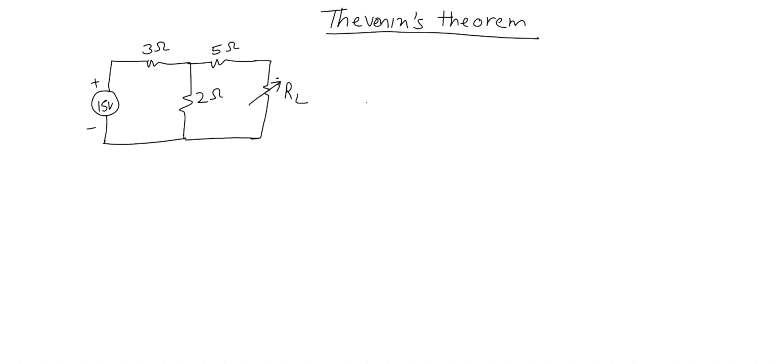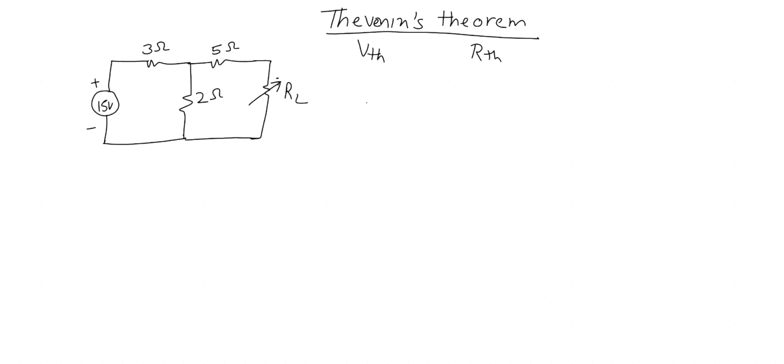Thevenin's theorem: how to solve the circuit using Thevenin's. This is the circuit with a 15-volt source. There's only one source. The first step is to find VThevenin and then RThevenin. You can find either one first, it doesn't matter. Whatever is convenient. So let's start with VThevenin first.